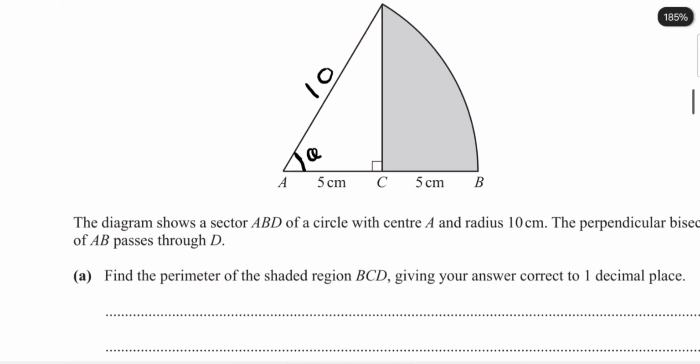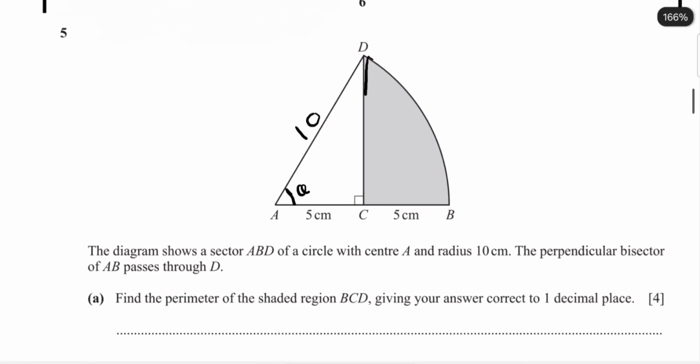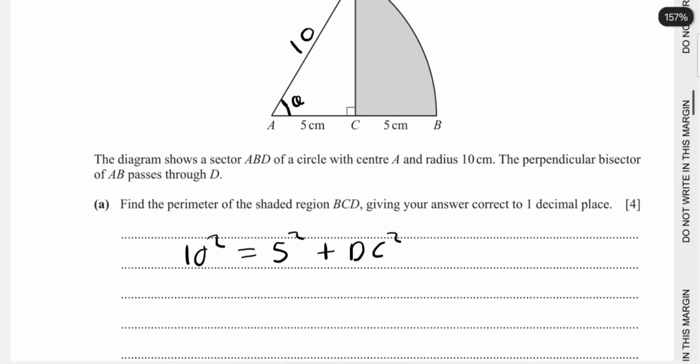And what else? It says the perimeter of the shaded part. So for the shaded part, we're going to need DC, CB, and arc length DB. And for us to be able to do that, first we're going to use the Pythagoras theorem to get DC. So it's 10 squared equals 5 squared plus DC squared, right?